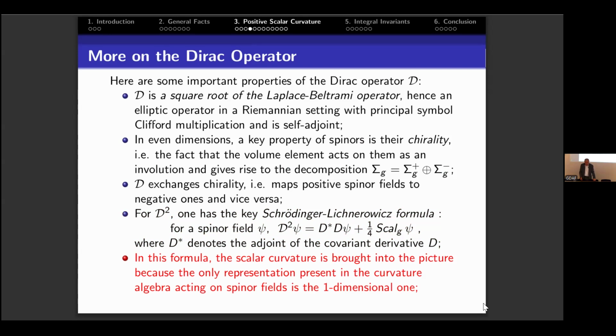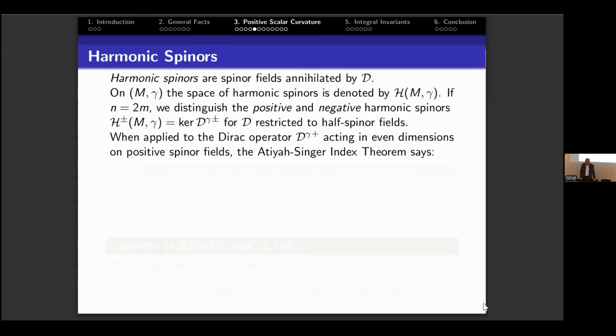And so why does that matter in our context? I'm now coming to harmonic spinors. Harmonic spinors are very simple. They are just spinors which are annihilated by Dirac. So D of psi is 0 if a spinor field is harmonic. And of course, when you are in even dimension, it's worth looking at harmonic half spinors, that is the positive spinors annihilated by Dirac or the negative spinors annihilated by Dirac.